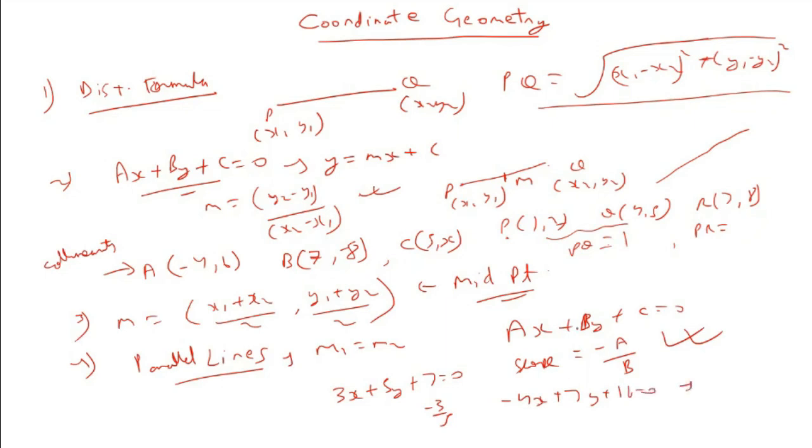If the line is, let's say, minus 4x plus 7y plus 16 equal to 0, the slope will be minus of x coefficient upon y coefficient. So minus of minus 4 will be 4, y coefficient is 7, so the slope will be 4 by 7. Right? For let's say 7x minus 8y plus 10 equal to 0, the slope will be what? Minus of x coefficient upon y coefficient, which is minus 8, so the slope will be 7 by 8. Hope you get the concept, right? So minus of x coefficient over y coefficient.